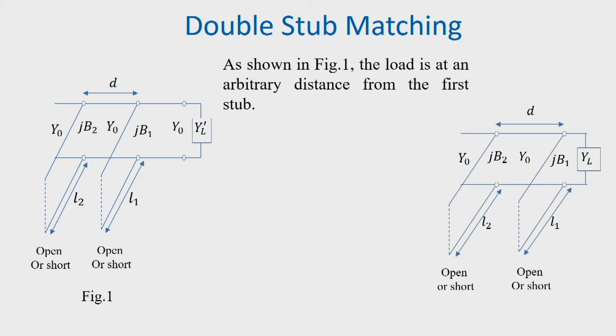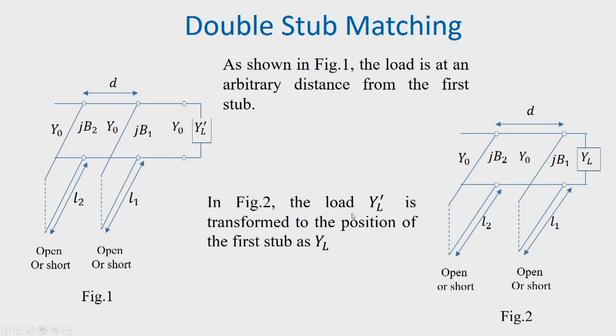Now, what we do? First of all, this YL dash is transformed by this length of the transmission line, and now YL is the load that is seen at the location of the first stub. So, load YL dash is transformed to the position of the first stub as YL. Now, we need to determine again the values of d, L1 and L2 depending upon the type of the stub that is being used.